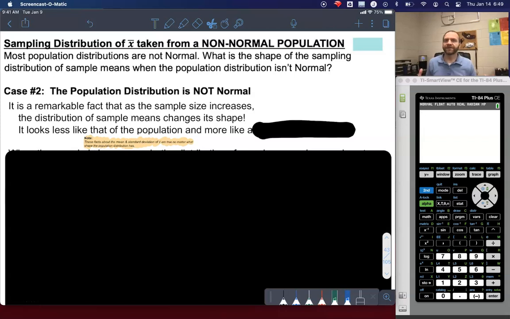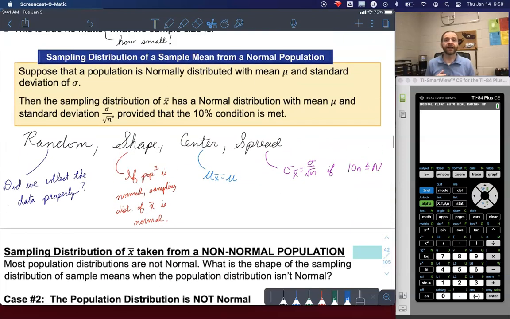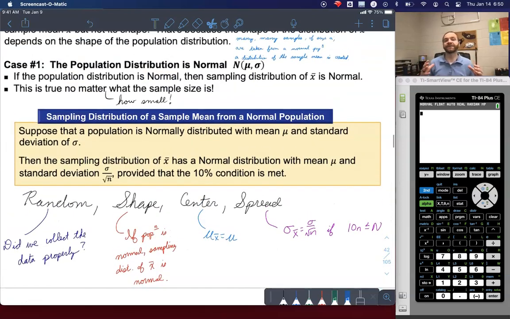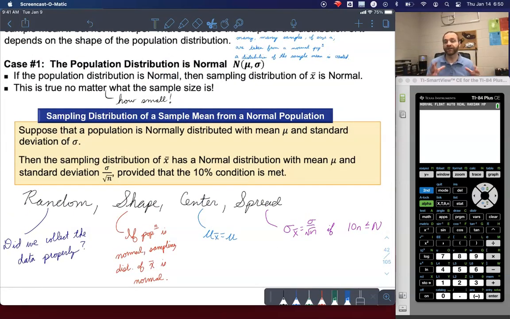And we're back with lesson 7.3 part 2. Remember, lesson 7.3 is looking at the sampling distribution of sample means. The previous video looked at case number 1. And that case was what happens if you take a sampling distribution of sample means, x bar, from a normal population. And we analyzed the shape, the center, the spread, and we looked at characteristics of that. That's what the first video covered, and that's where we ended.